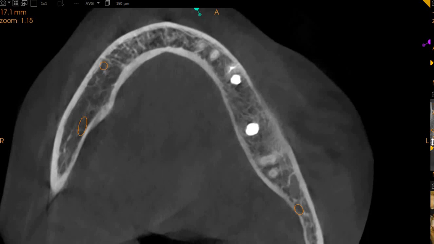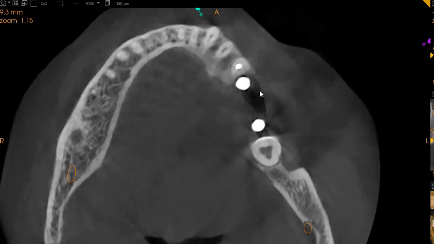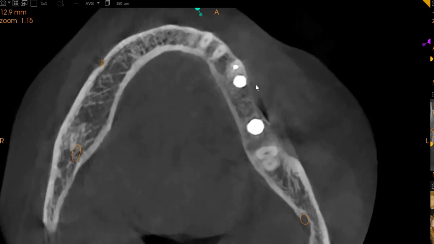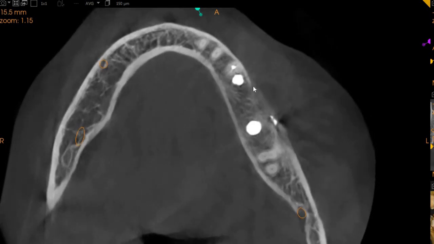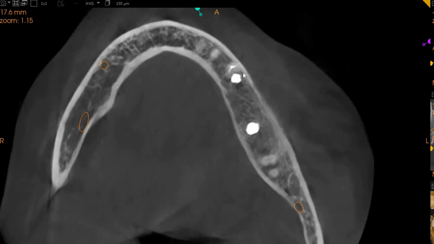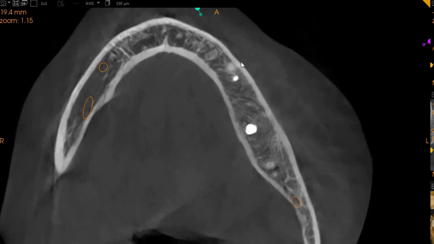Here, when we come close to the rim of the implant, you can see slight bone loss on the buccal aspect here and the distal aspect. But as we move further down, the radiolucency comes right here as well. So this is also something that needs to be verified.